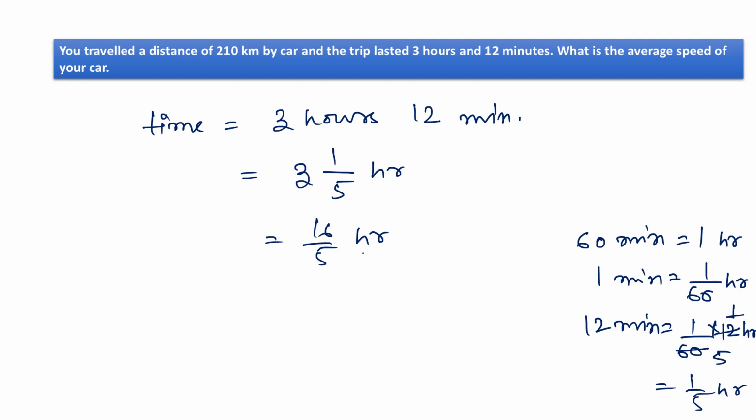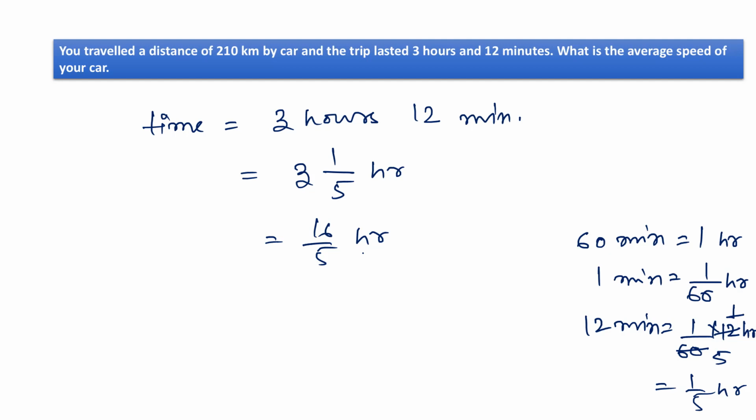But for the shortcut, you can remember one thing: whenever you have to convert minutes to hours, you have to divide that number by 60, and whenever you have to convert hours to minutes, you have to multiply that number with 60.